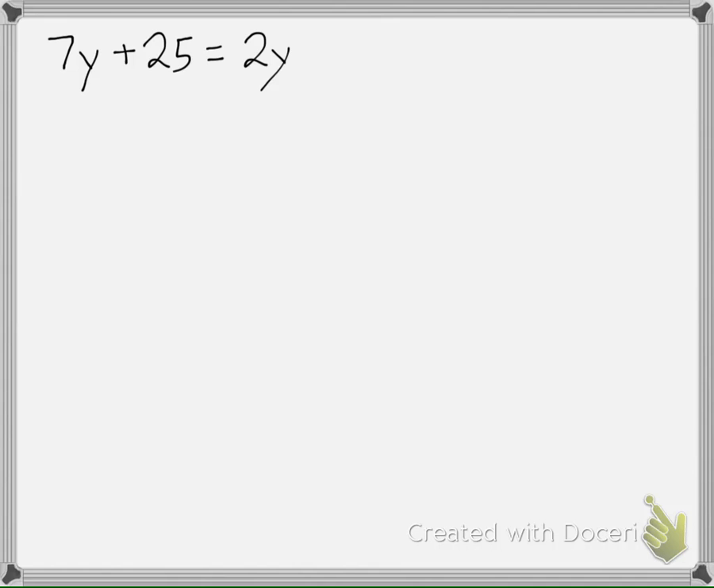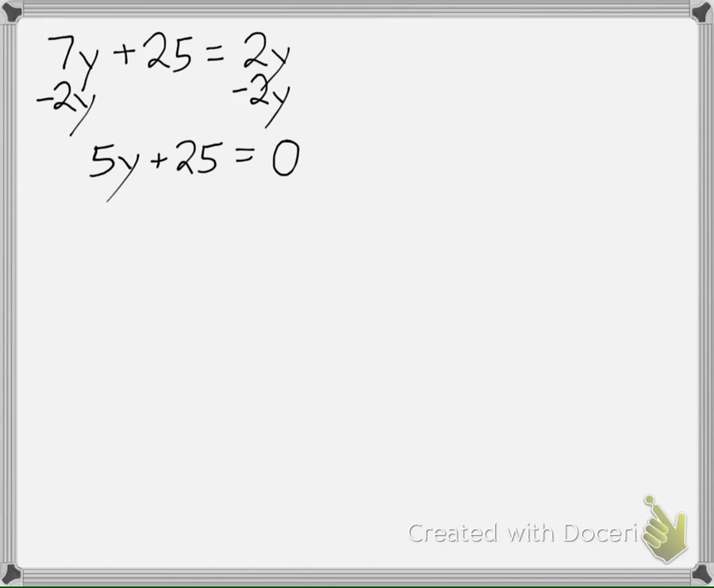Now, what's my first step to solving this one? Minus 2y. Now, I'm going to subtract 2y from this side. I'm going to subtract 2y from the y term on this side. So I get 5y plus 25 equals 0.